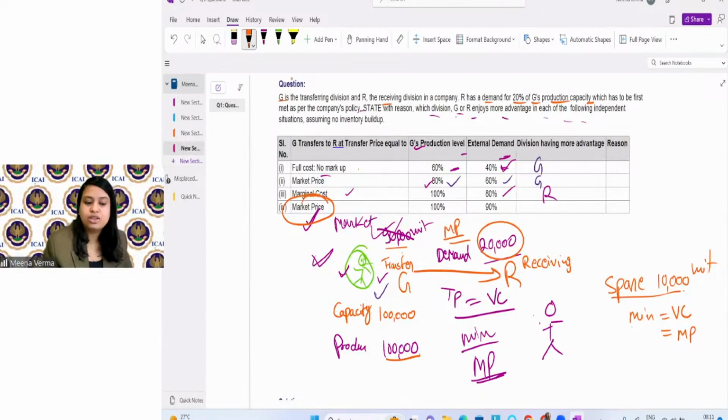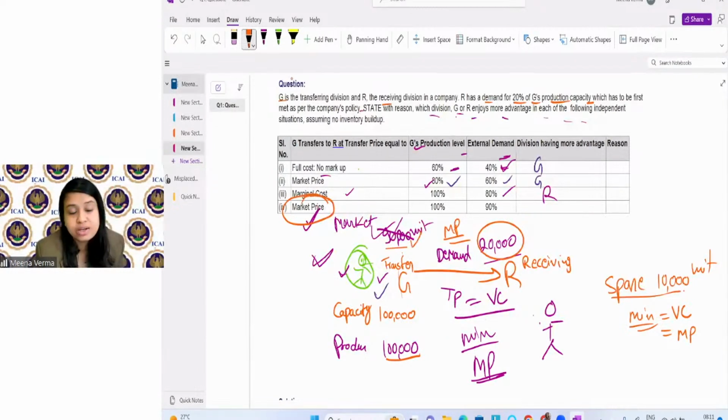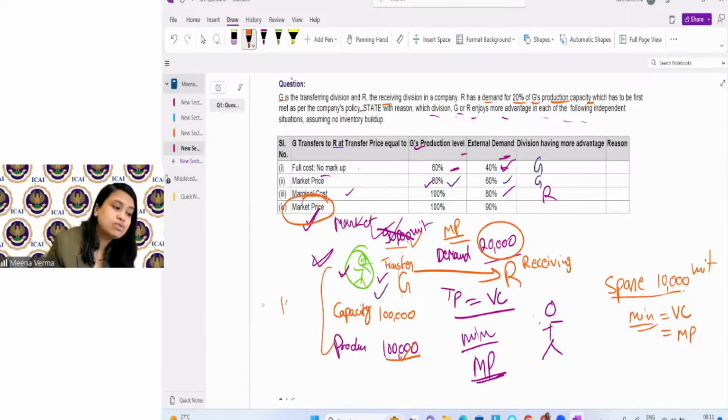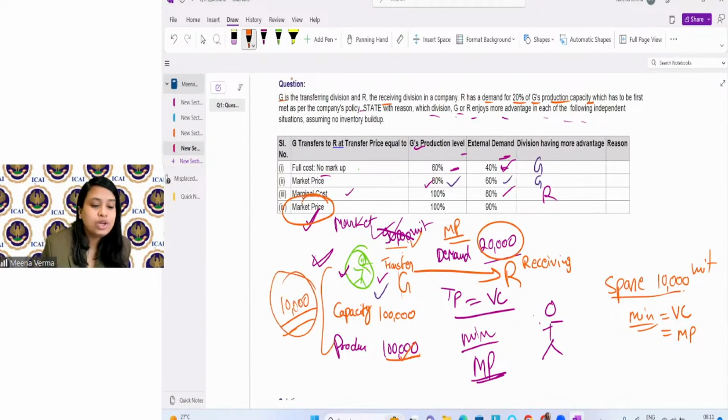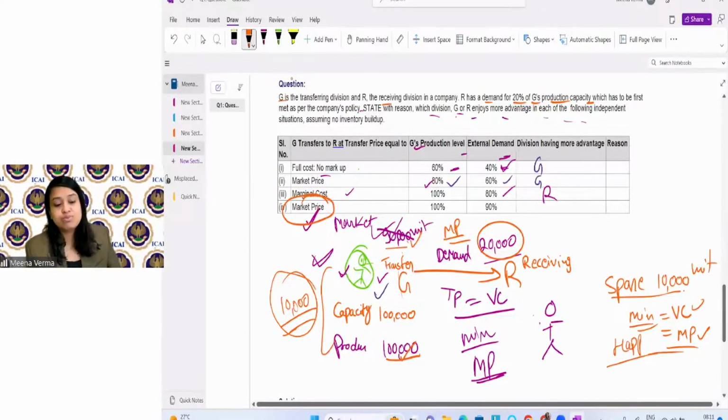Okay. So for the 10,000 units, because he's already producing 1 lakh units but selling only 90,000 in the market, he has spare capacity, which is lying unused. For this he just wants to recover the variable cost, but he is recovering the market price. So he is very happy, right? He is recovering more than his minimum expectation. He was just expected to receive the marginal cost, but now he is recovering the market price. He is happy for this.